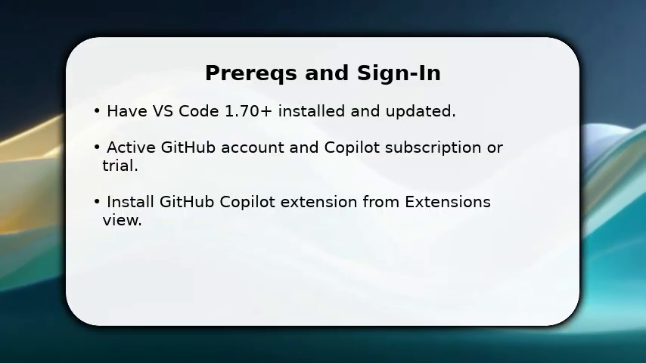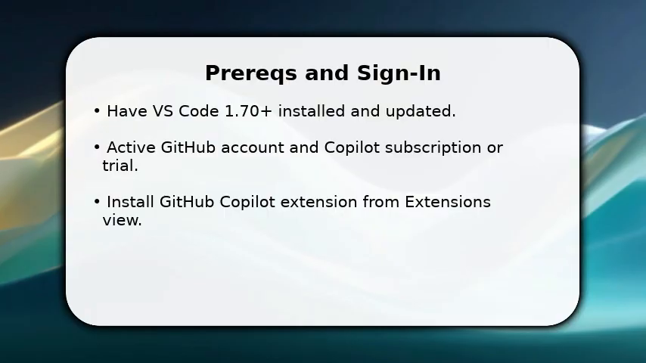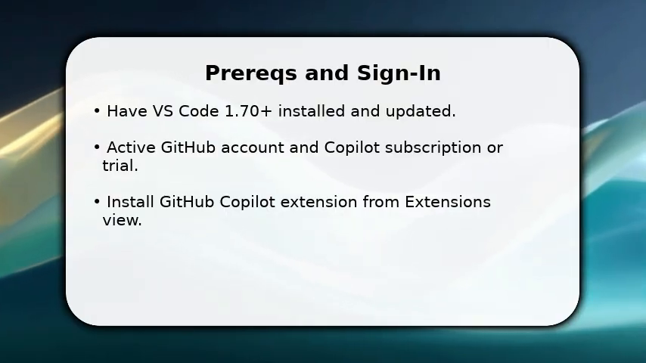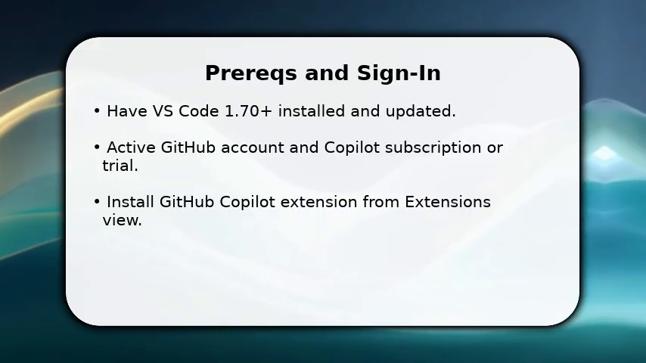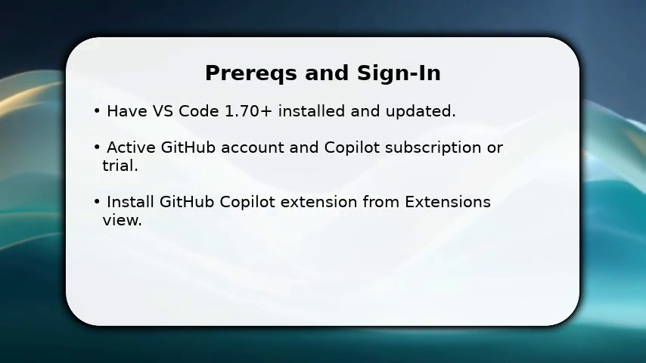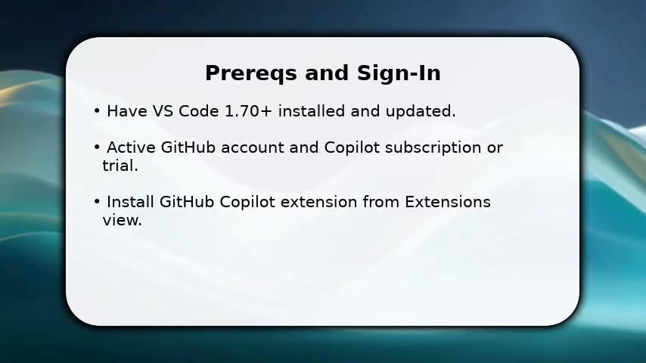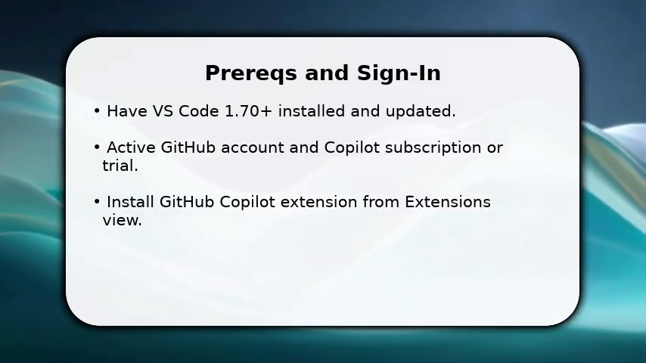You'll start by confirming prerequisites and signing in. Make sure VS Code is updated, you have a GitHub account, and an active Copilot plan. Open Extensions, search for GitHub Copilot, and click Install. Once installed, click Sign into GitHub when prompted.